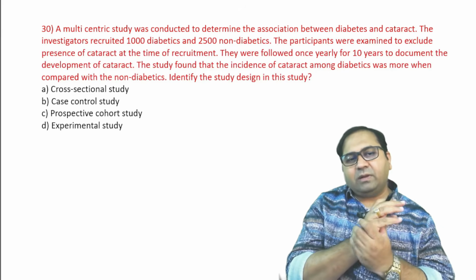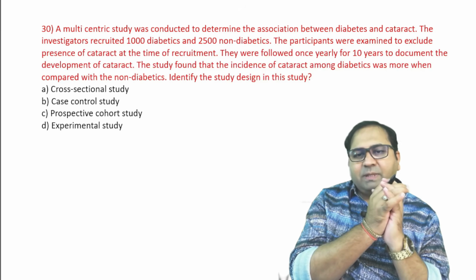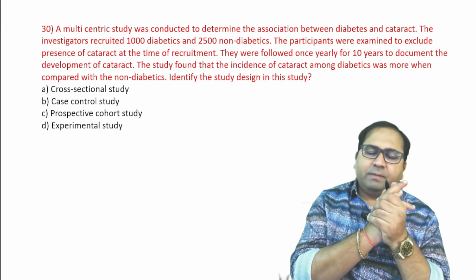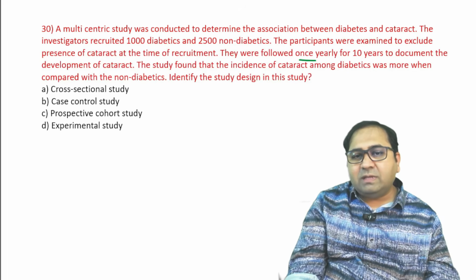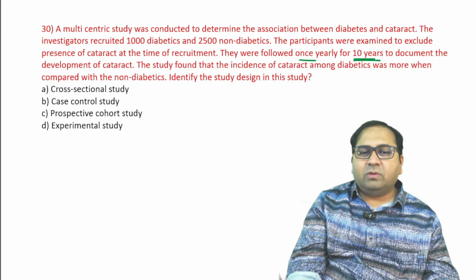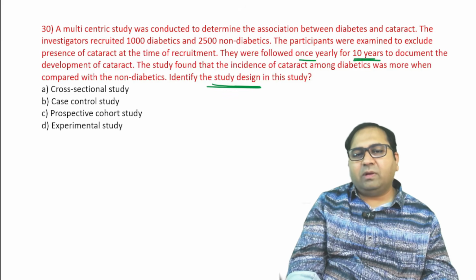So the investigators recruited 1000 diabetics and 2500 non-diabetics. The participants were examined to exclude the presence of cataract at the time of recruitment. They were followed once yearly for 10 years to document the development of cataract. So the study found that the incidence of cataract among diabetics was more when compared with the non-diabetics. Identify the study design. All this is to confuse.